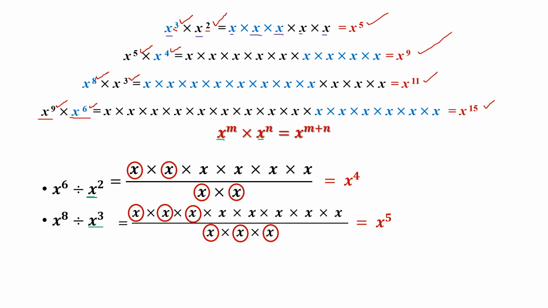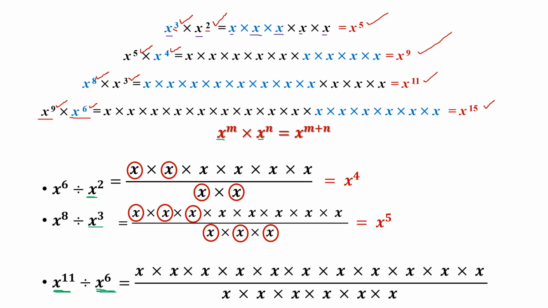Right, let's move on to another example here. We have x to the 11 divided by x to the 6. So we have 11 x's multiplying each other in the numerator and 6 x's multiplying each other in the denominator, like this. So this x will cancel with this one, and this one cancels with this one, and so on, remaining with these 5 x's. So this simplifies to x to the power 5.